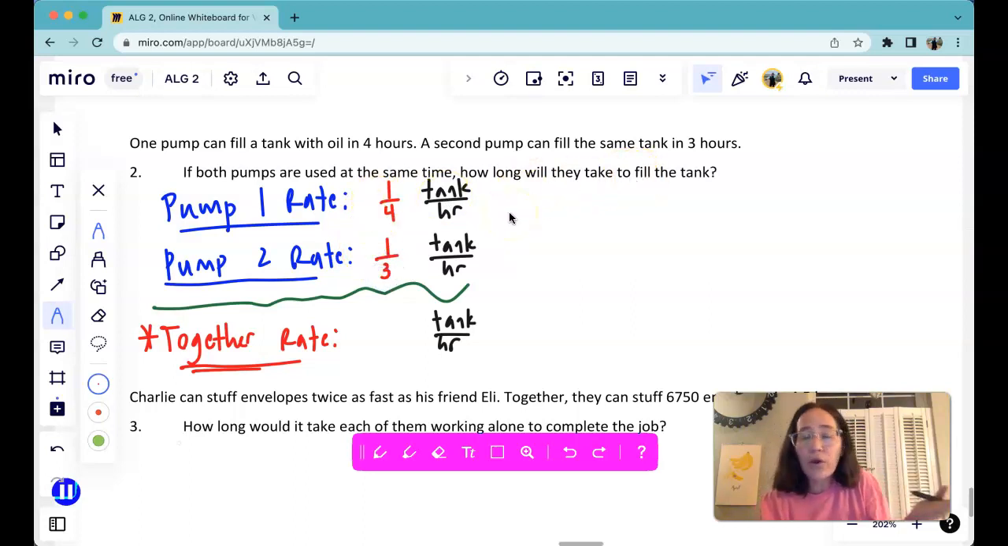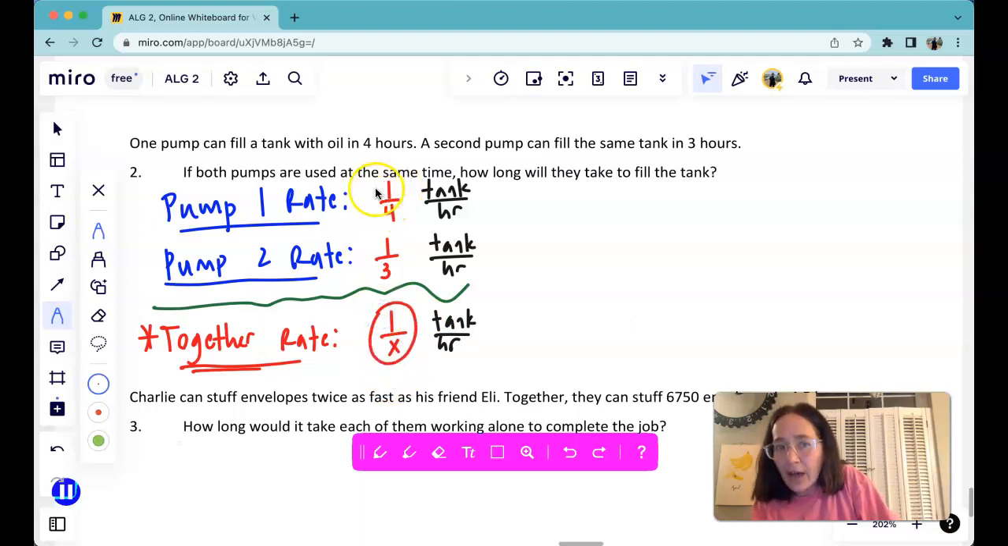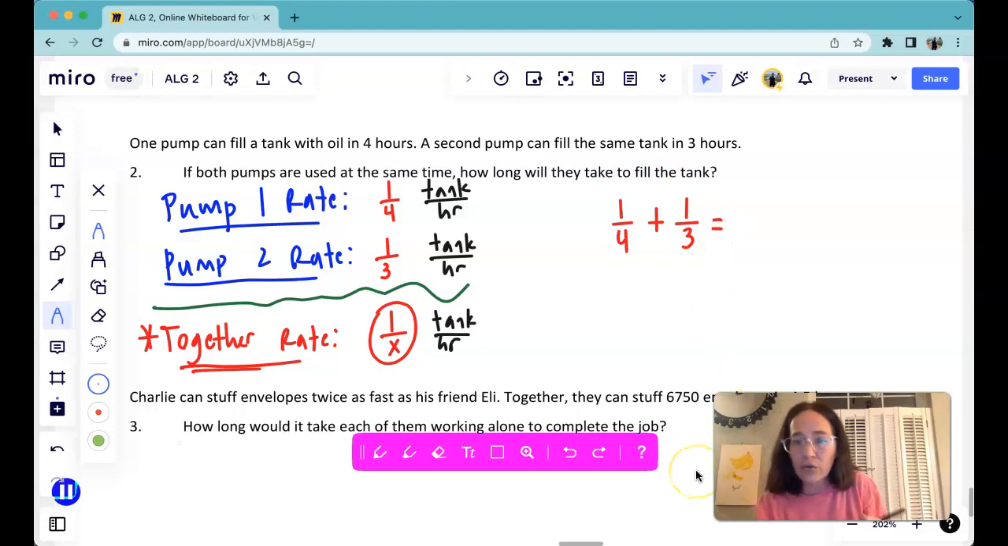Together, we don't know how many hours it will take to fill 1 tank, but one way to do this is to say they'll fill 1 tank in x amount of hours. If we add it up, pump 1's rate, 1 tank in 4 hours, plus pump 2's rate, 1 tank in 3 hours, it should equal our together rate with both pumps working together. So that should equal 1 over x. This is, again, not the only way to solve this, but one method to set this up.